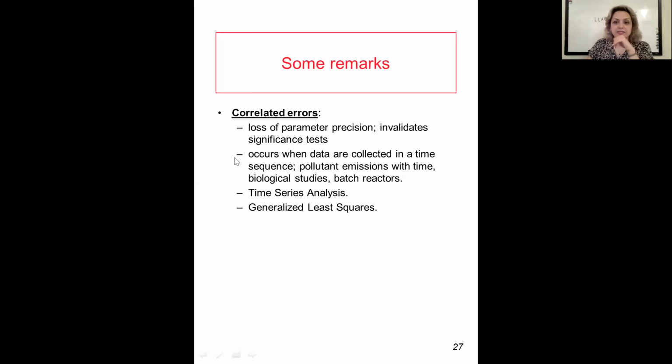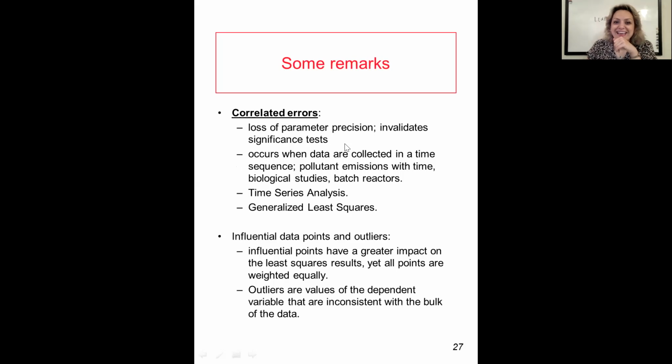Then let's talk about outliers, influential data points and outliers. The influential points have a greater impact on the least square results, yet all points are weighted equally. Outliers are values of the dependent variable that are inconsistent with the bulk of the data. Be careful with outliers. We learned that in basic statistics, in chapter 2, if I'm not wrong.